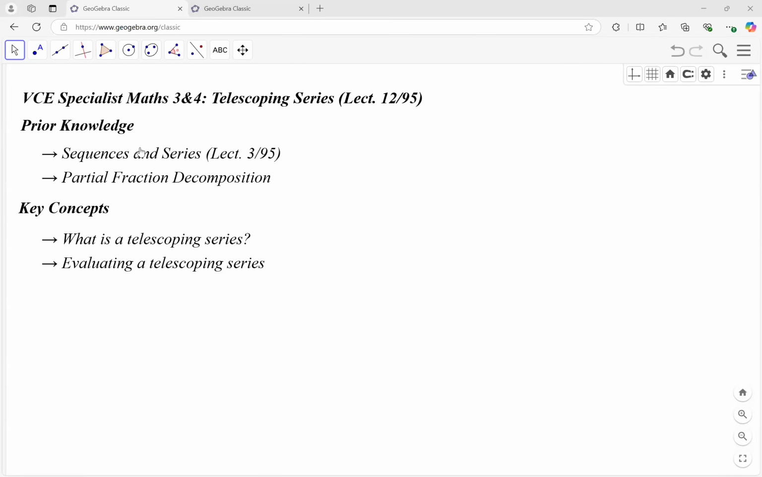All right, so we're going to look at telescoping series. Some of the prior knowledge you need for this is sequences and series, which we spoke about in lecture 3, and what's called partial fraction decomposition. And I'll put a link below to explain what that is and where it comes from, but we'll need to be able to do that for this.